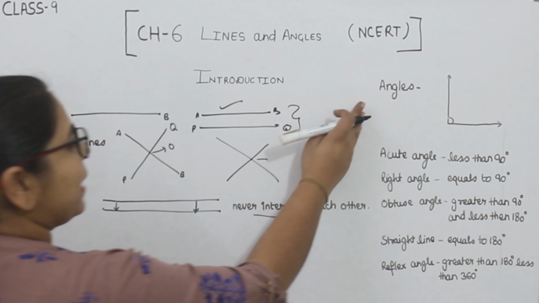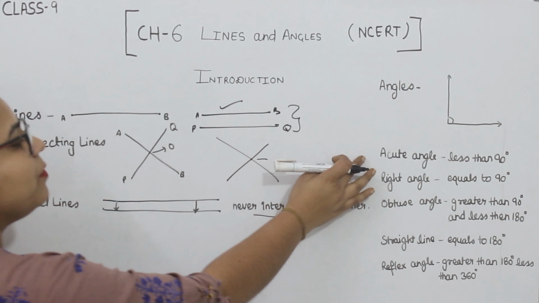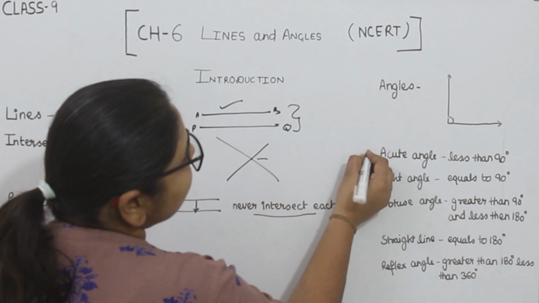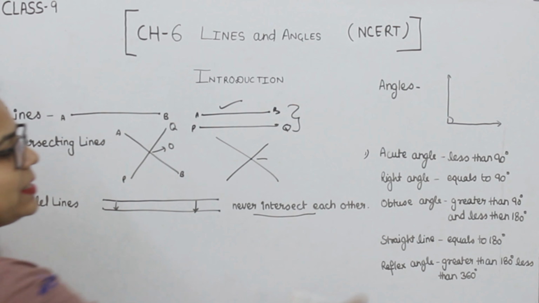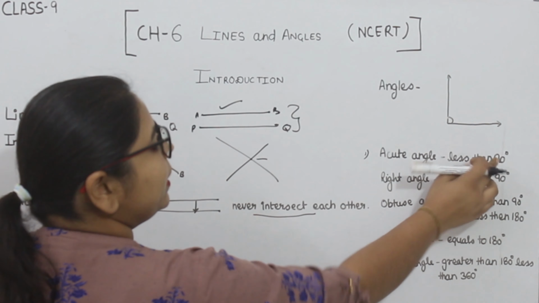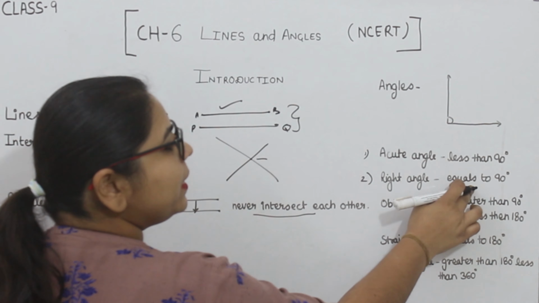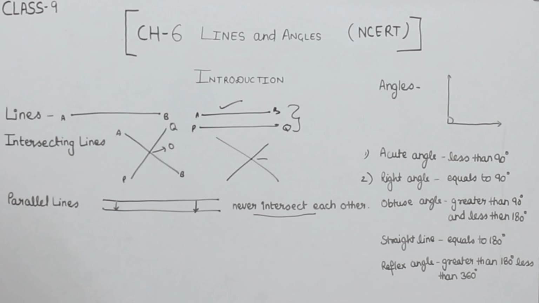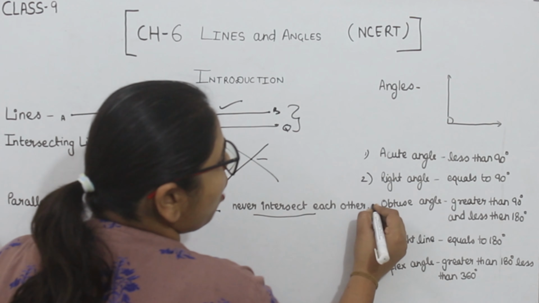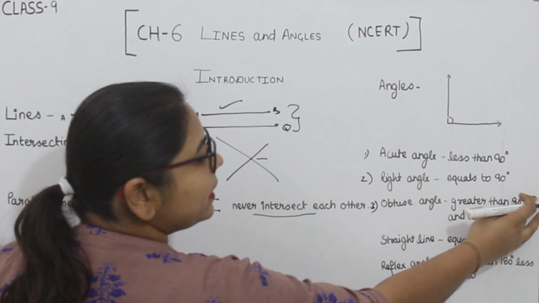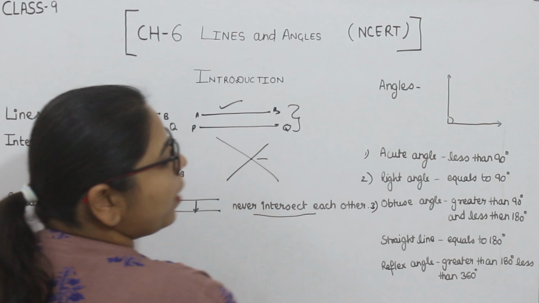Now comes to the angles. There are types of angles. Start with the first one. The first one is the acute angle. Acute angle is less than 90 degrees. The second one is the right angle, equal to 90 degrees. The third one is the obtuse angle. It is greater than 90 and less than 180.